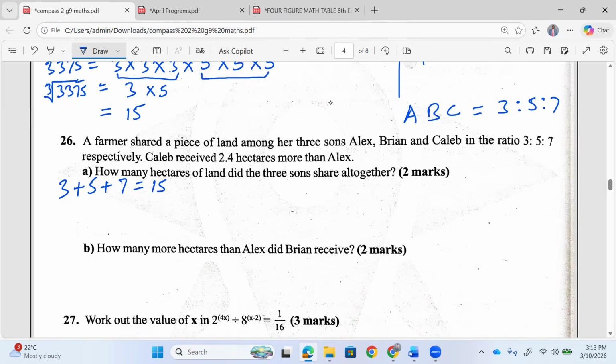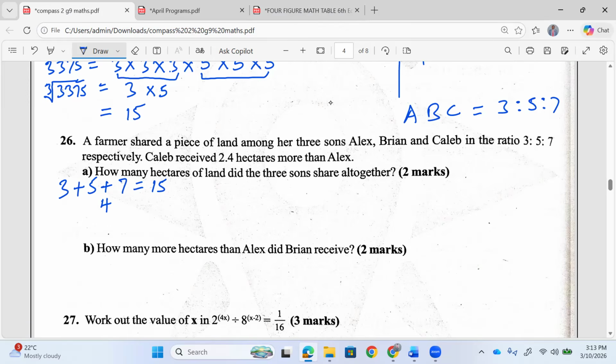So meaning that Caleb is the one that received 7 proportions. Alex is the one that received 3 proportions. So the difference in their proportions shall also give us the difference in the amounts that they received. So the difference between Alex and Caleb is 7 minus 3, which is 4.